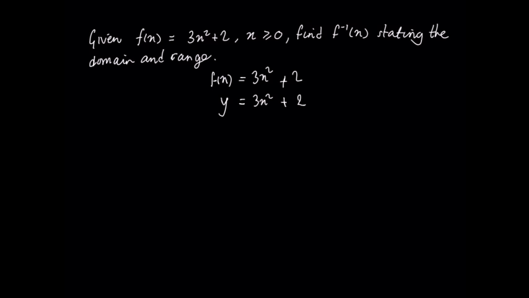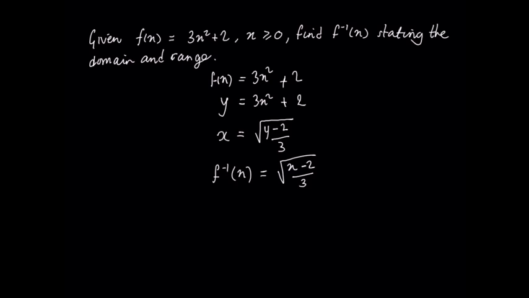We're then going to rearrange to make x the subject, and after a little bit of manipulation we can show that x is equal to the square root of y minus 2 over 3. We don't need to consider the negative square root because the condition is that x is greater than or equal to 0. Finally then, we replace x with f to the minus 1 of x and y with x. So we can rewrite this as f to the minus 1 of x is equal to the square root of x minus 2 over 3.